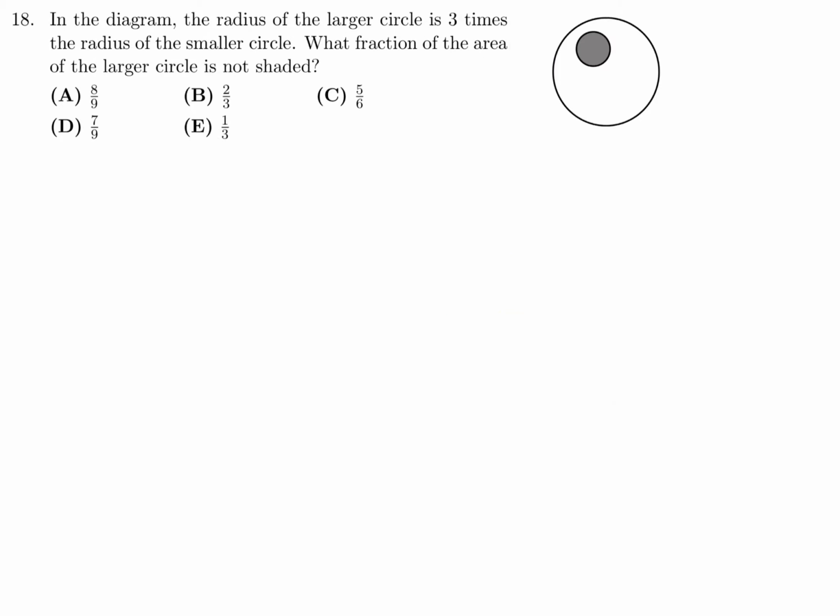In the diagram, the radius of the larger circle is 3 times the radius of the smaller circle. What fraction of the area of the larger circle is not shaded? So the large radius I'll call big R, small radius small r. What we essentially want is the big circle, which is pi R squared, the area, minus the small circle, which would be pi small r squared. And then we have to compare that to the total area of the large circle, which is pi big R squared. And this is basically the formula.